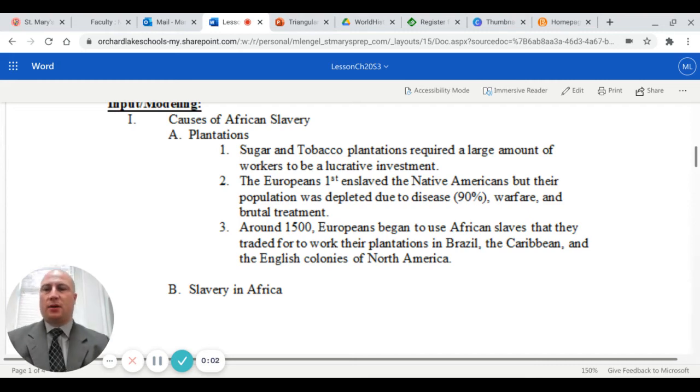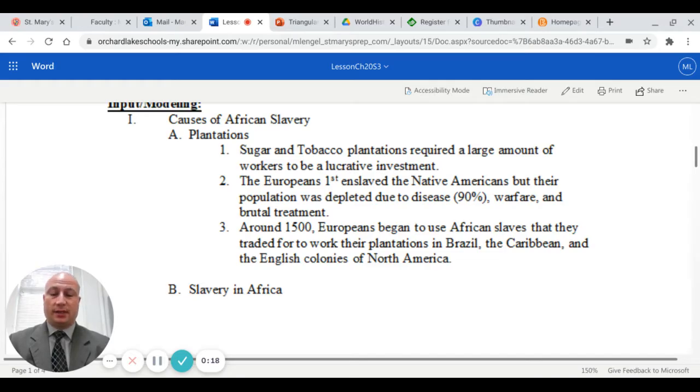Okay, today we're continuing to make our way through Chapter 20. We are on to Section 3, which is about the triangular trade system and the Atlantic slave trade. First of all, we'll talk a little bit about some of the causes that led to African slavery.